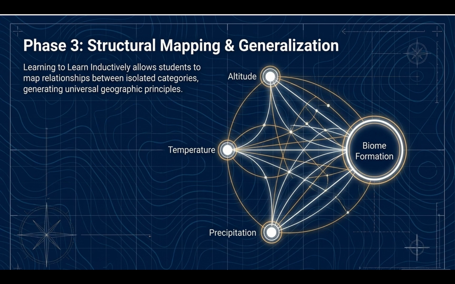Students may recognize that increasing altitude generally affects temperature and precipitations, which consequently influence the types of vegetation and ecosystem found in an area. Instead of memorizing a general principle provided by the teacher, the students construct that principle from the data they have examined. This phase develops system thinking, pattern recognitions, inductive reasoning, and the ability to explain geographical relationships.